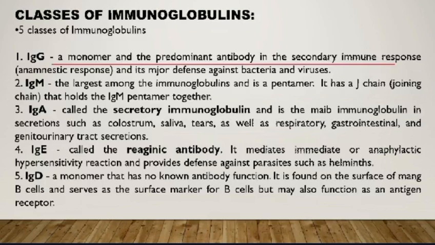For the last class, we have IgD. It is a monomer that has no antibody function. It is found on the surface of many B cells and serves as a surface marker for B cells, but may also function as an antigen receptor. It is present in very small amounts in serum.